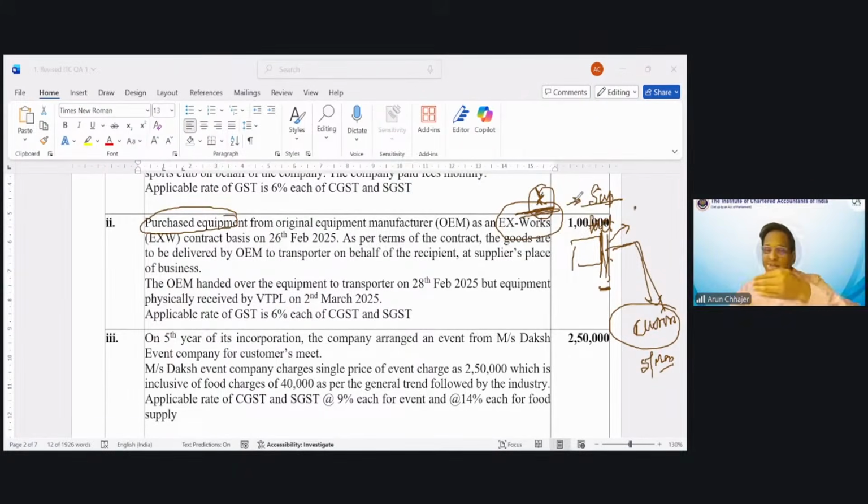Ex-work में क्या होता है? Ex-work में कस्टमर अपना ट्रांसपोर्टर भेजता है, बिकॉज ex-work मतलब क्या हुआ? What is the meaning of ex-work? It means, absolutely Kuldeep, supplier is responsible till the factory gate only. Once the goods will be moved out from factory gate, he will not be responsible. So in that case, what will happen? When the goods will be removed from the factory gate, then the ownership, etc., everything would be vested with the recipient. It is ex-work, correct?